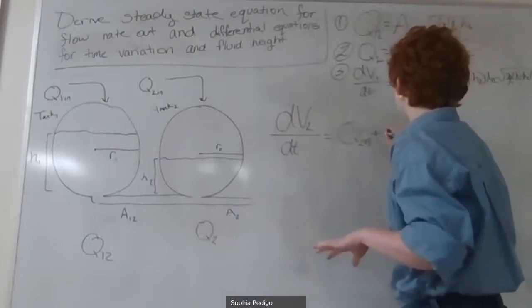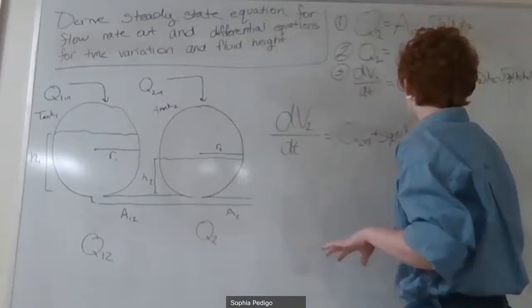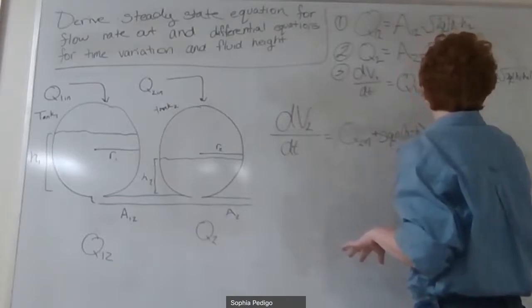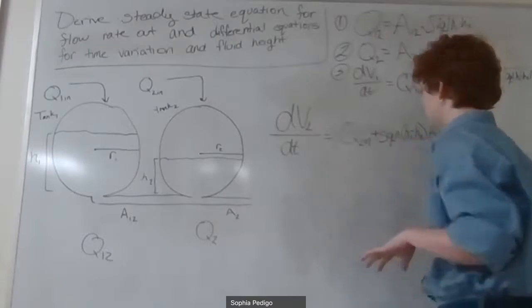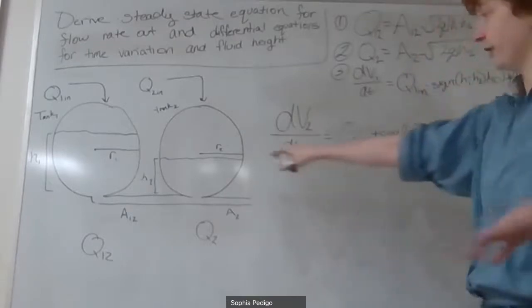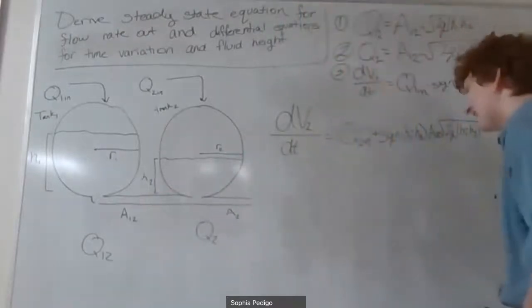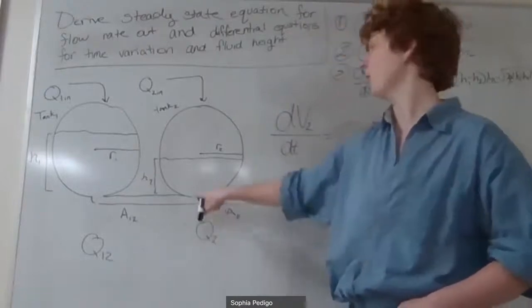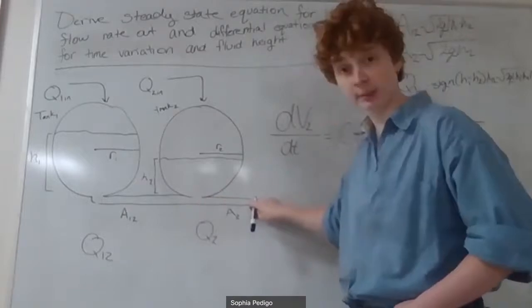So we'll have plus sign of H1 minus H2, A1,2, square root of 2G, H1 minus H2. So that's going to be the flow rate of Q12 going into the second tank. And then we're going to add on another term because for the second tank and the situation that I have drawn here, we have Q2 flowing out.